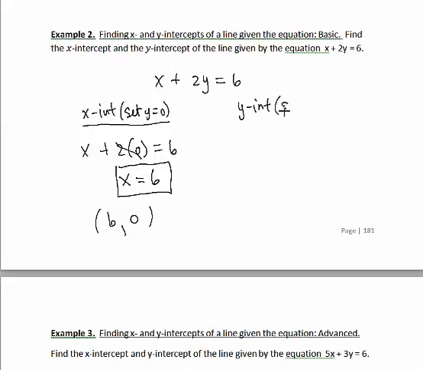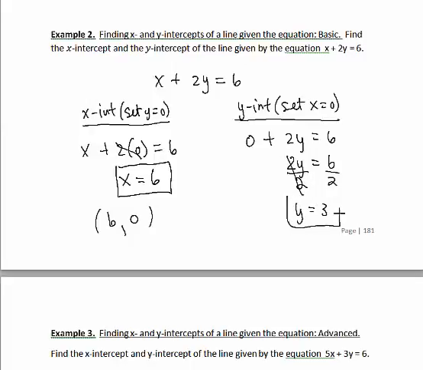For the y-intercept, set x equal to 0. So we take our equation, we have a 0 plus 2y equals 6. What y coordinate corresponds to an x coordinate of 0? All we have to do is solve the equation. With x being 0, we're left with 2y equals 6. We divide by 2. We get y equals 3. So to put this in coordinate form, we would write 0 for x and 3 for y.